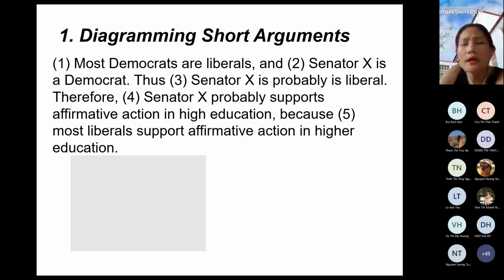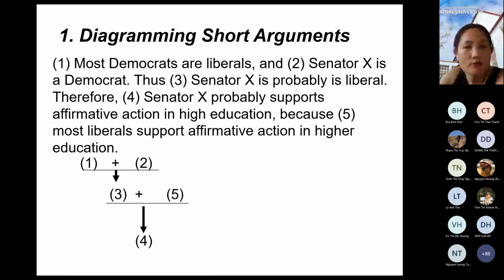But here, when you look at the detail, let's say look at premise 1 and 2 and come up with the conclusion 3, we'll see that 1 says most Democrats are liberals. And then 2 provides additional information: Senator X is a Democrat. And my conclusion is, Senator X is probably a liberal. So it's very much linked between 1 and 2, isn't it? And similarly, if you read in detail, there would be a very strong link between 3 and 5. So this must be the correct diagram.